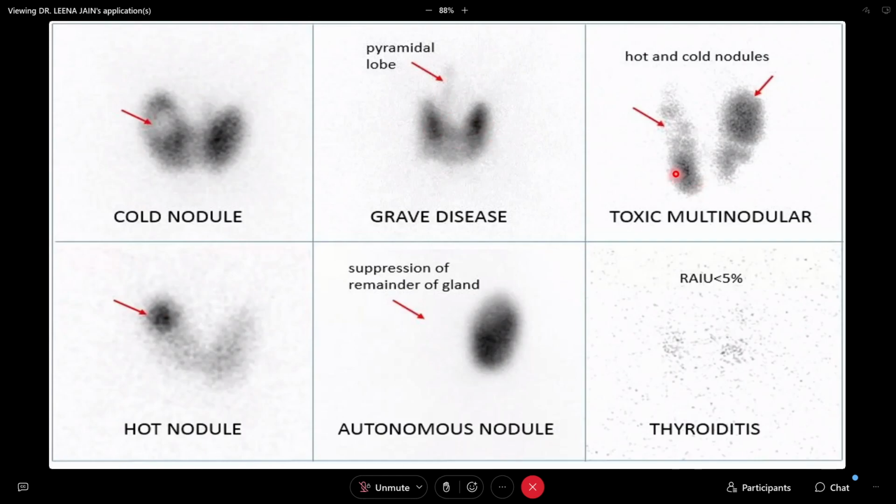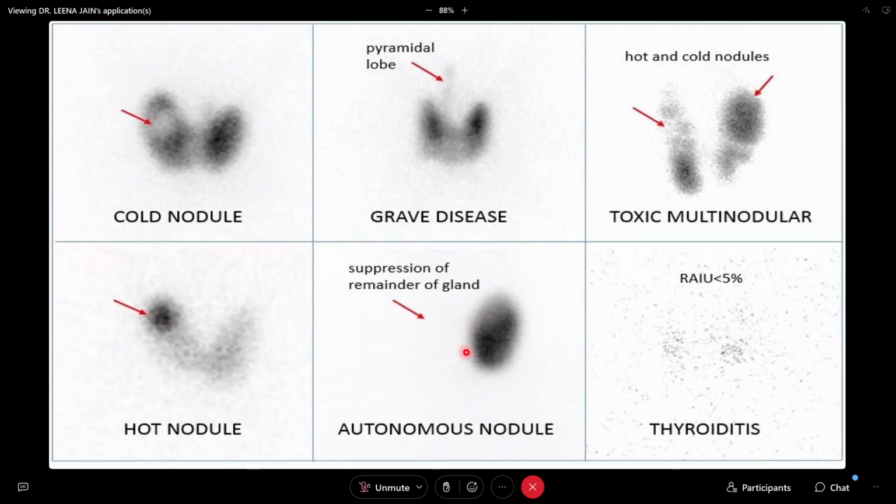Then toxic nodular goiter. There are multiple hot and cold nodules. Here will be the cold nodules and here are the hot nodules. So it is the toxic nodular goiter. Here there is the extra uptake. It is the hot nodule. The other area is suppressed and this is another very prominent nodule, that is the hot nodule.